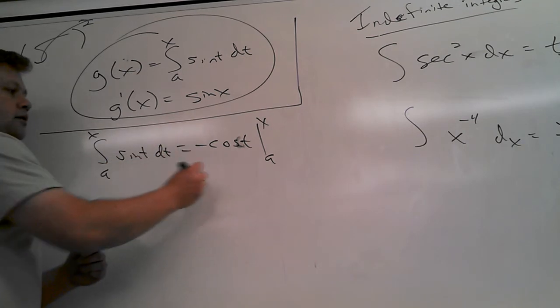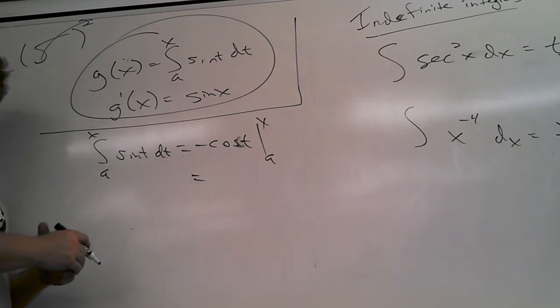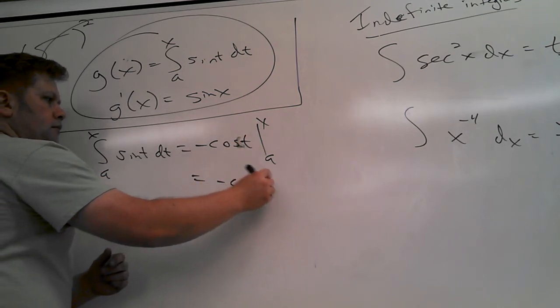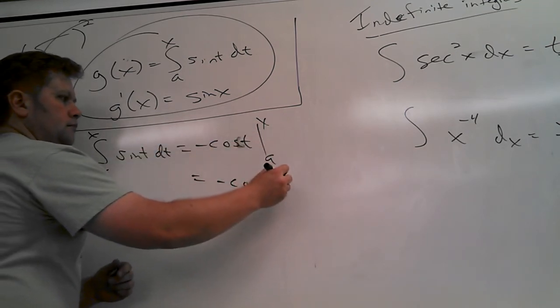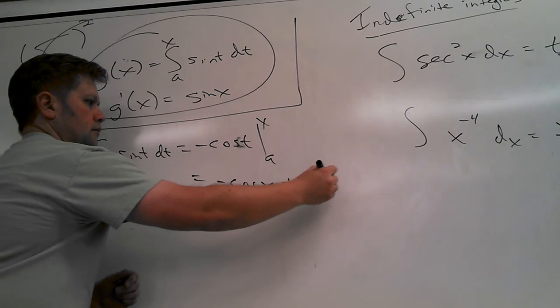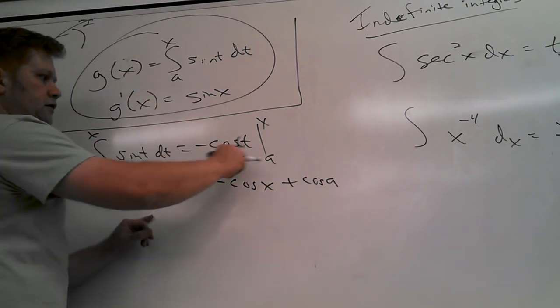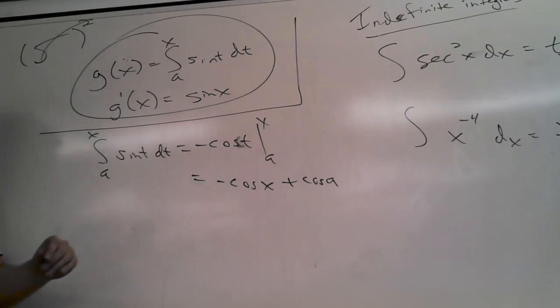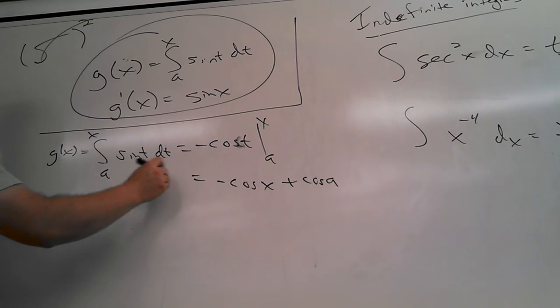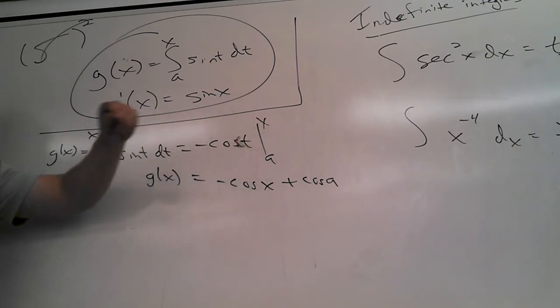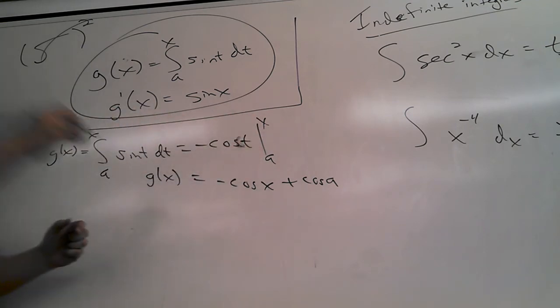And after this, that's where I get to do the whole big F of b minus big F of a. Now what's this? Negative cosine of x minus negative cosine of a. So that's plus cosine a, you with me? That was the two negatives, you gotta be careful. So this would be g of x, you with me? Yes. But you forgot the C. You don't need it because it's a definite integral. Oh, okay. Good try.